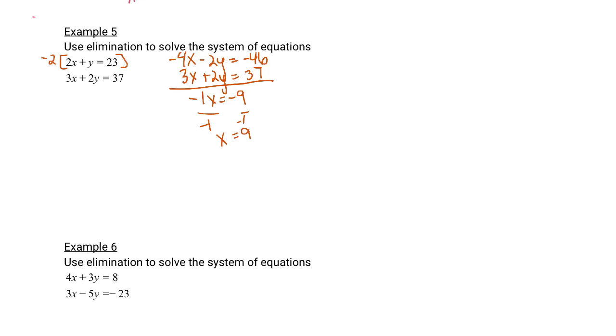I'm going to plug that into the first equation of the original one. 2 times 9 plus y is 23. That's 18 plus y is 23. I can subtract 18 from each side and get y is 5. That's our answer.